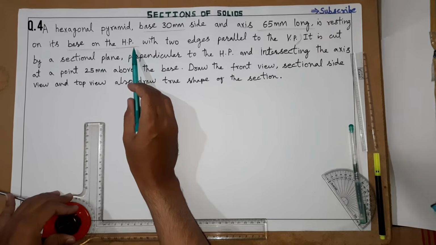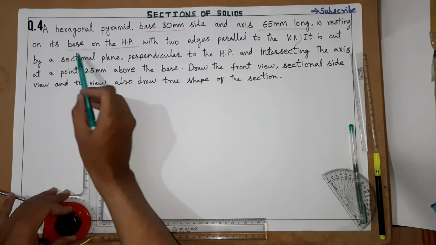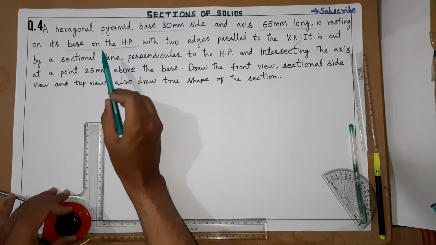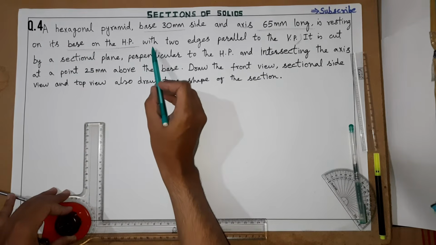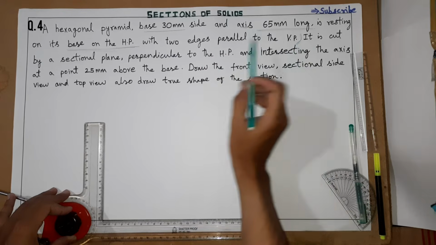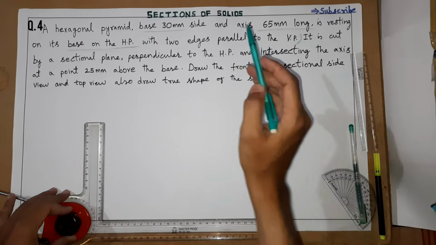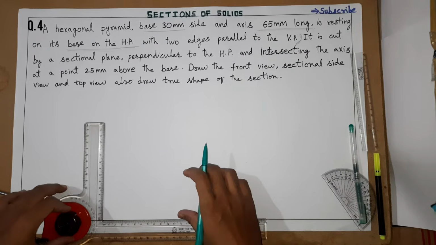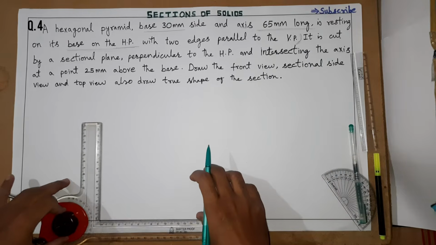Whenever a question is given, you first have to concentrate on what it is resting on: HP. By what is it resting? By its base it is resting. This you have to see. And further, with its two edges parallel to the VP. This is the position of the hexagon they have given. So we will try to draw the question up to here, then we will see the remaining things after completion of the hexagon drawing, hexagonal pyramid.